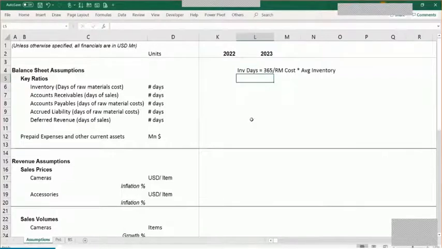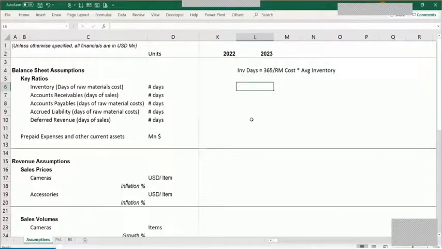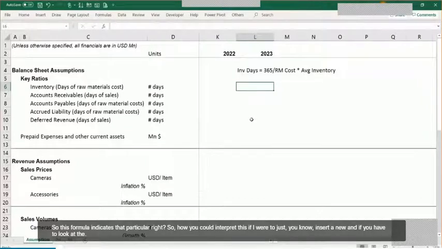So what essentially are we trying to do here? We're just trying to see what is the typical inventory size that we have kept and what is the number of days corresponding to the raw material cost that we have kept inventory in our company. So this formula indicates that particular piece, right? So how you could interpret this, if I were to just insert a new worksheet and explain it.